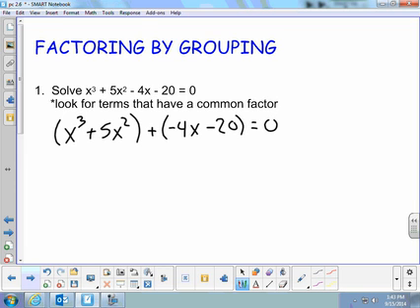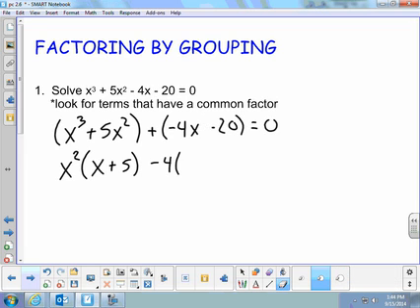For the first term, my greatest common factor is x squared. And when I factor that out, I'm left with x plus 5. On my other term, I'm going to factor out a negative 4. Oops, I put a square there and I didn't mean to. And I'm going to be left with x plus 5.